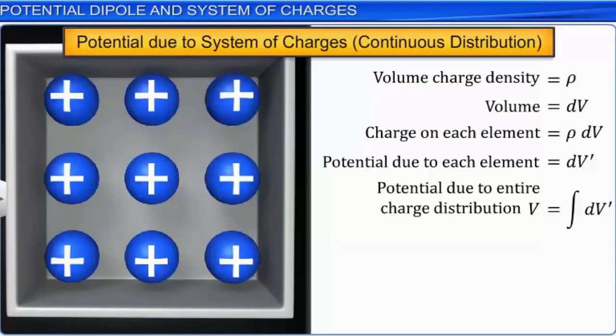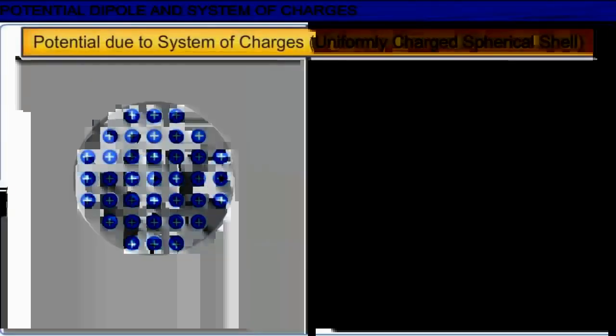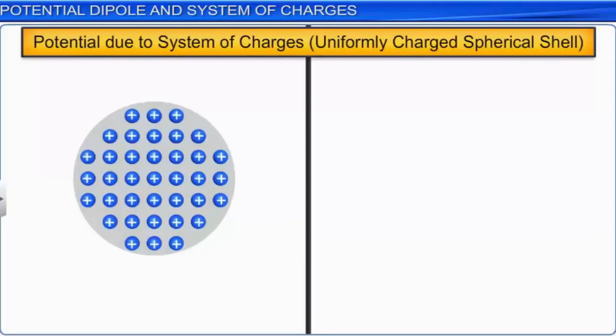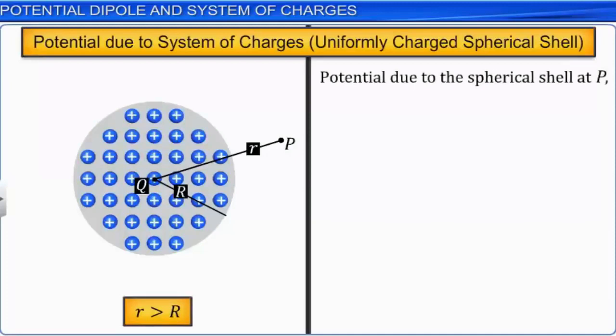Now let us look at an example of uniform charge distribution. Let us consider a uniformly charged spherical shell of radius r, with a charge Q distributed over its surface. For any point P, which is at a distance r greater than the radius, we have the potential due to the spherical shell at that point as V is equal to 1 by 4 pi epsilon naught Q by r. This equation holds good for all points that lie on the sphere or outside the sphere. Let this be equation 9.